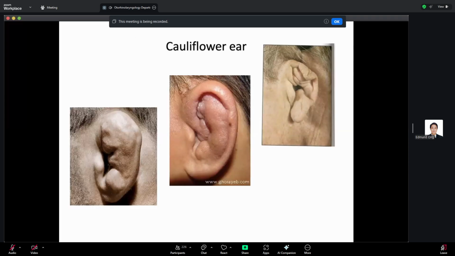So this is the resulting problem if there's necrosis of your cartilage, if you don't evacuate the hematoma or the seroma or even the abscess. Next slide.